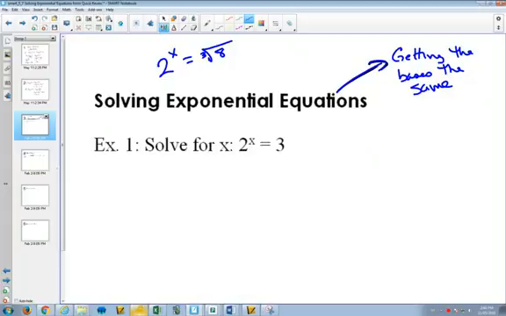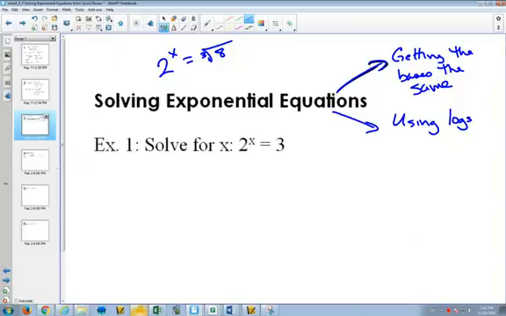So for example, here we've got 2, here we've got 3. Are they ever on the same powers chart? No. Can you manipulate them to be on the same powers chart? No. So now we've got to have another strategy for solving exponential equations when we can't get the bases the same. And that strategy is using the inverse, which is using logarithms.